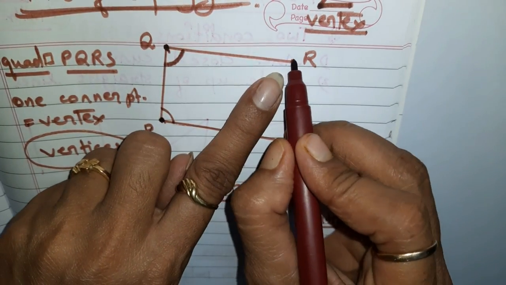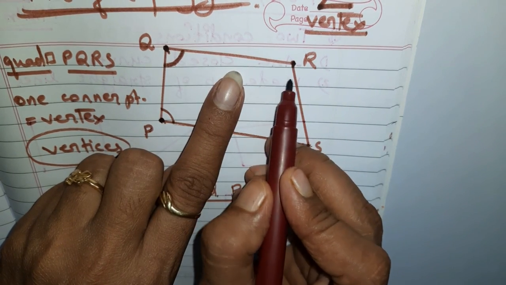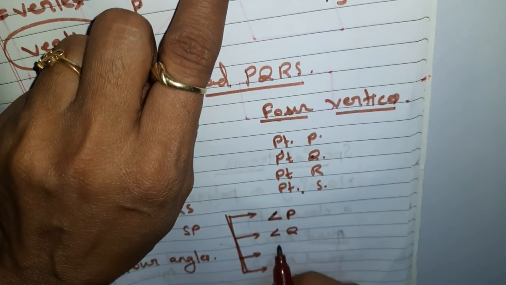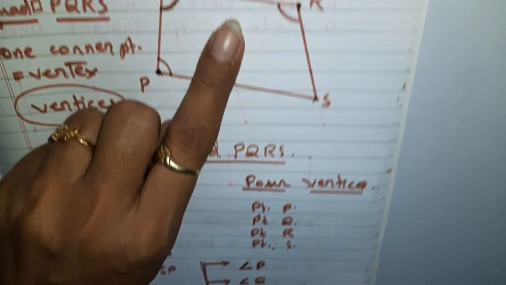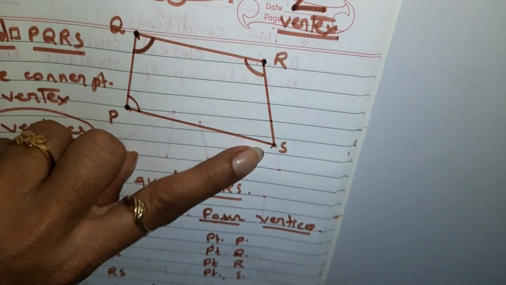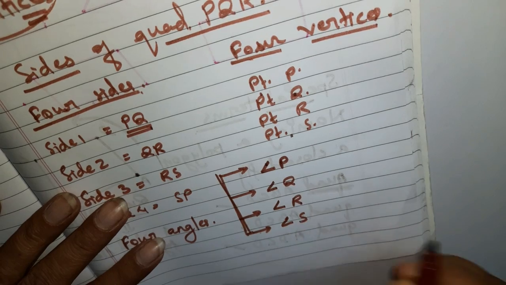Now here you are having point R, and then at point R you can see that there is an angle formation, and this angle is what? The name of this angle will be angle R. So here it is angle R. Now the fourth angle is what? You can see the fourth vertex is S. So here you will write angle S.